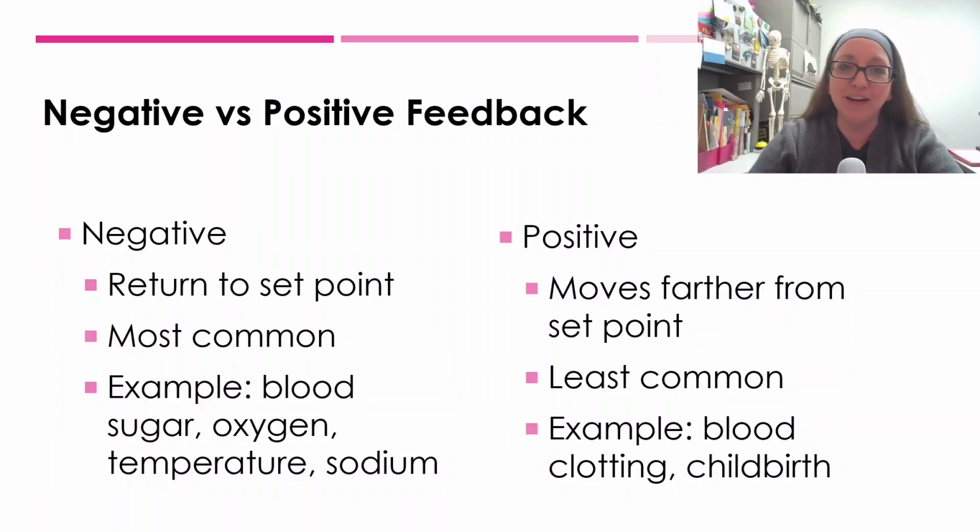Almost everything in our body runs on negative feedback, like blood sugar, oxygen, electrolytes. Everything needs to return to normal if it's too high or too low. Positive feedback, on the other hand, moves farther away from the set point instead of returning to it. This is the least common in our bodies. There are two good examples of this, though: blood clotting and childbirth.